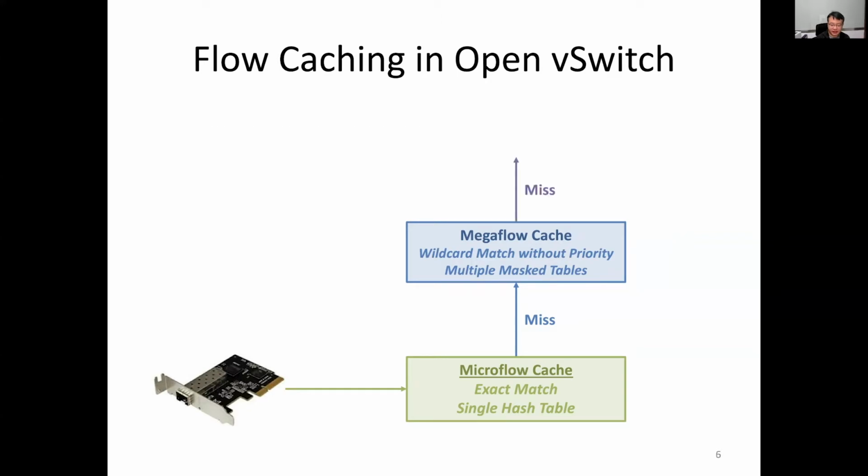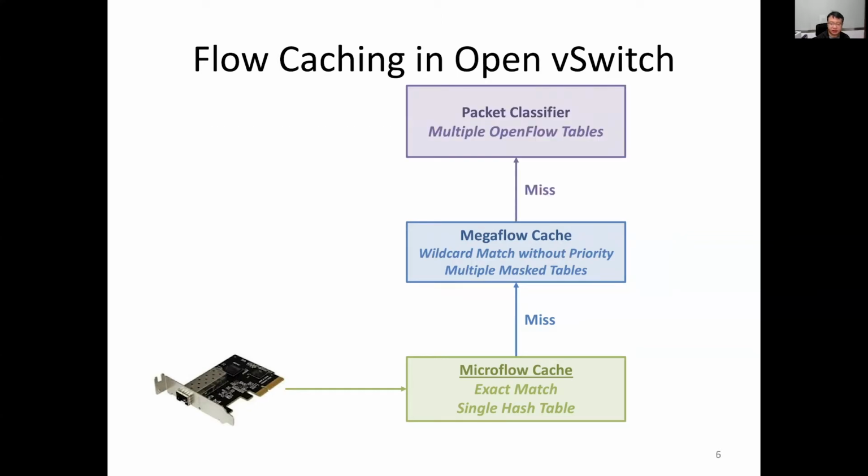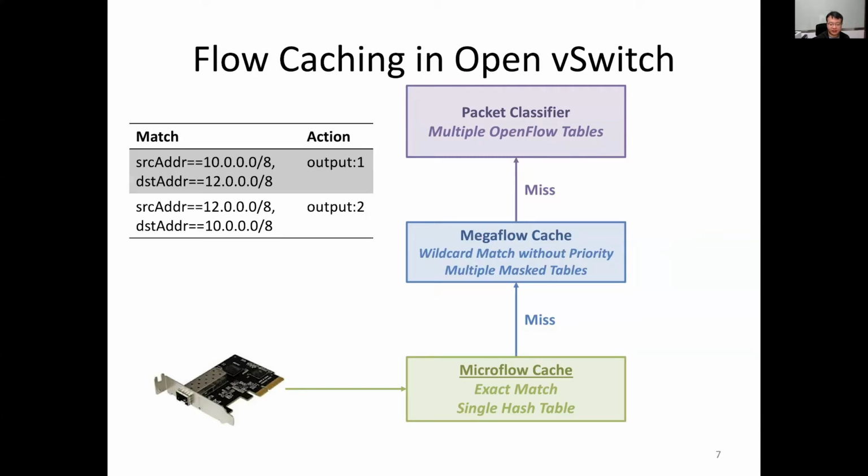If the packet is again missed from the megaflow cache, it will be looked up in the packet classifier, which matches the packet against a bunch of OpenFlow rules. Here I show you two match conditions and their corresponding actions.